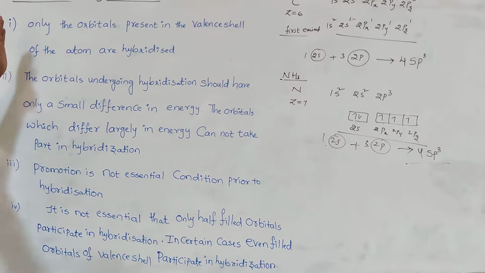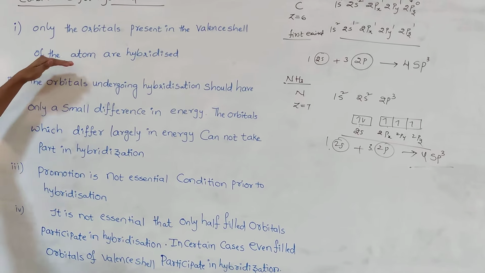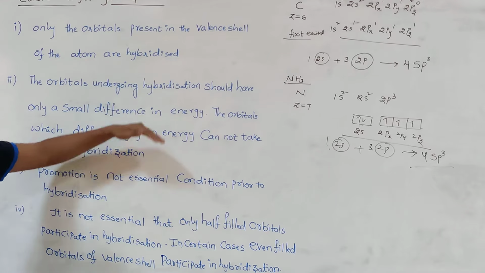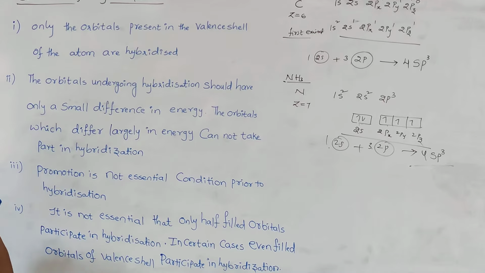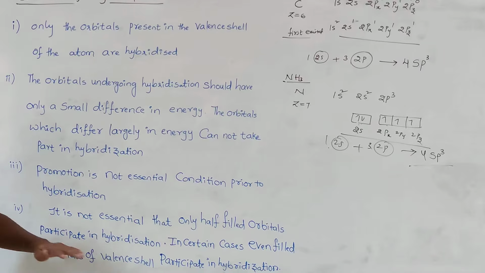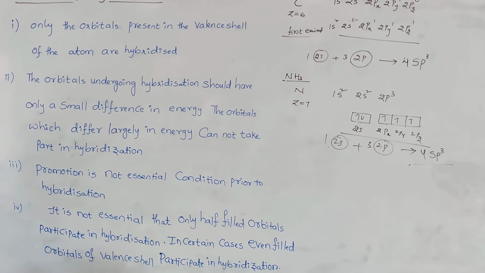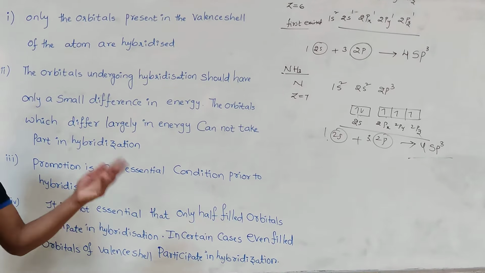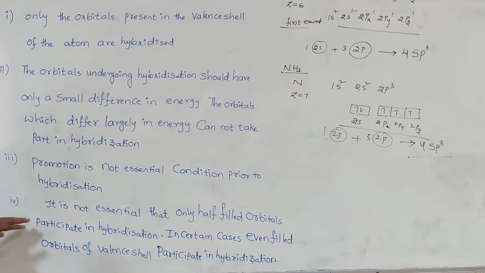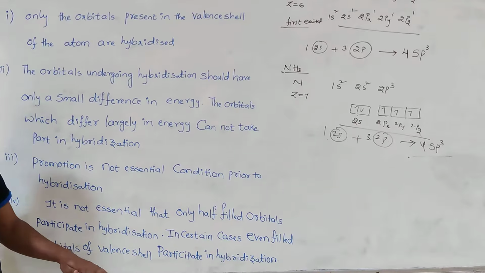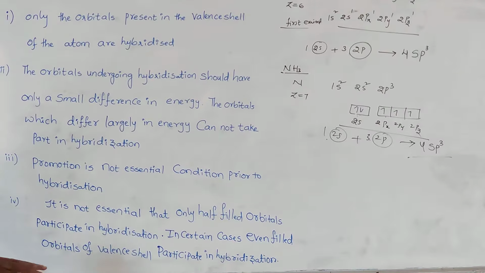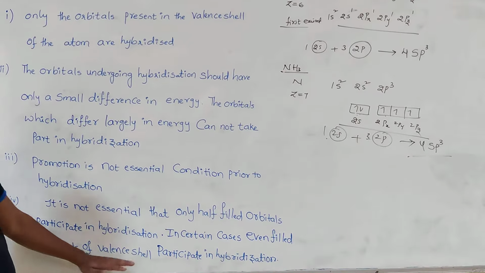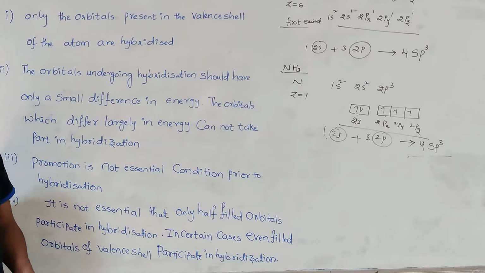The first one is that only the orbitals present in the valency shell of the atom are hybridized, and the orbitals undergoing hybridization should have only a small difference in energy. The third one is promotion is not an essential condition prior to hybridization. It depends upon the valency of the central atom. Sometimes it is needed, sometimes it is not needed to promote the electron. Fourth one, it is not essential that only half-filled orbitals participate in the hybridization. In certain cases, even filled orbitals of the valency shell also participate.